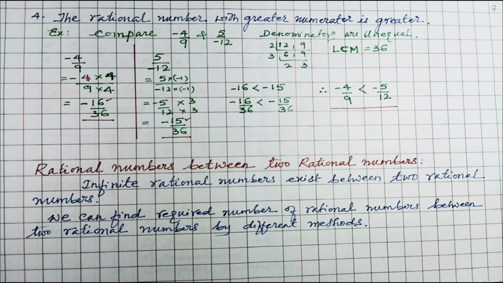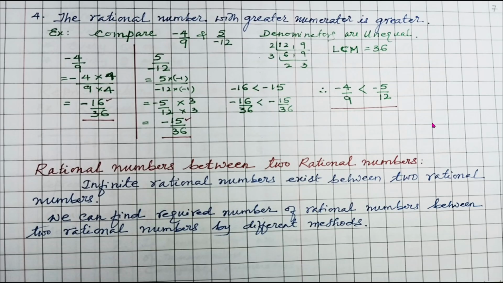To make 36, multiply 4 by 4 and 9 by 4, we get minus 16 by 36, and also 12 into 3 is 36, minus 5 into 3 is minus 15. So we have two rational numbers with the same denominator, and once we get the rational numbers with the same denominator, compare the numerators. Compare minus 16 and minus 15. Minus 16 is definitely less than minus 15, and therefore minus 16 by 36 is less than minus 15 by 36. It means that minus 4 by 9 is less than 5 by minus 12, and that is the procedure.